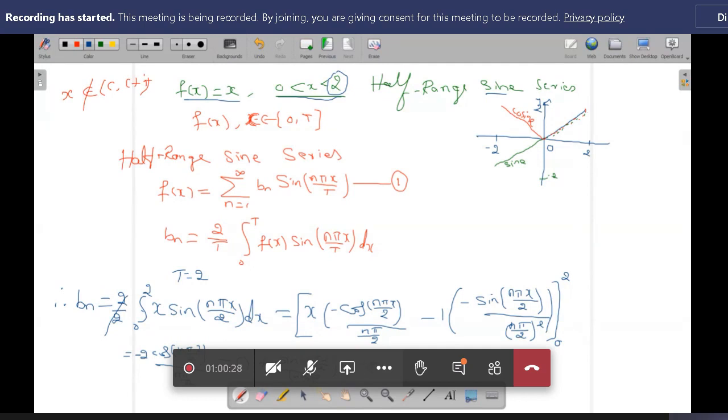So here 2 gets cancelled, sine n pi is also 0, and 2 gets cancelled, we get cos n pi, and with the negative sign, this 2 goes to the numerator, minus 4 divided by n pi into cos n pi, whose value is minus 1 power n. So this is Bn. So the value of Bn is minus 4 divided by n pi into minus 1 power n.